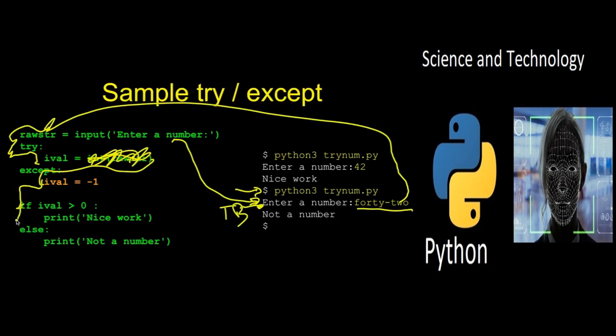And if ival is greater than 0, well, it's -1, so we're going to hit the else clause and print out not a number. So we've done error detection. The user set something that caused a line of our code to blow up, but we put that line in a try and except block, and so we caught it, and we dealt with that fact.